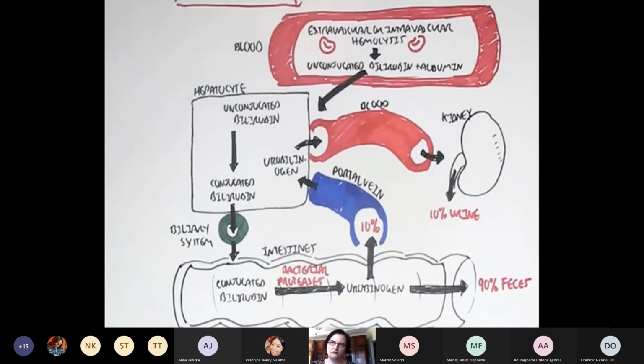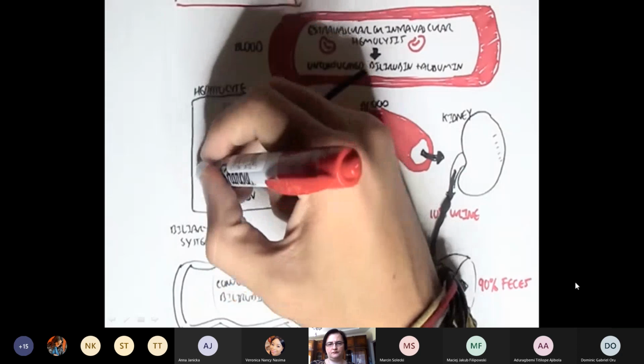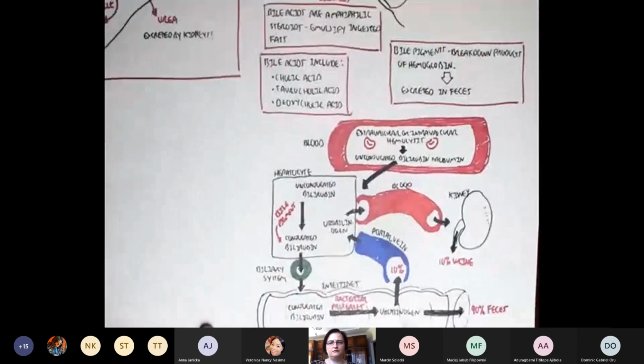So essentially, bile is made up of two things: bile acids or bile salts, and also bile pigments. So bile acids and bile pigments. Bile acids are to help in digestion of fat. Bile pigments are the breakdown products of red blood cells, like urobilinogen or conjugated bilirubin, which then gets excreted by the body as feces, mainly. Hope that all makes sense.